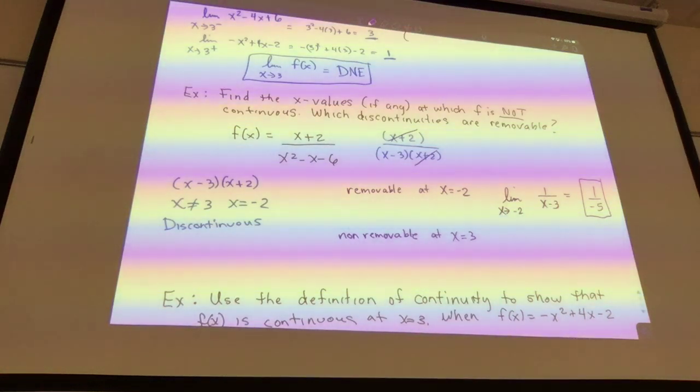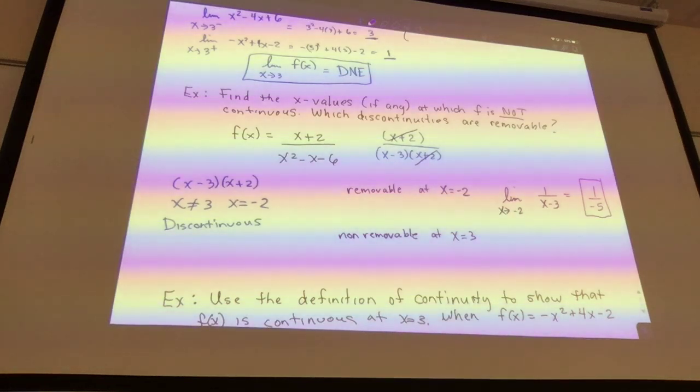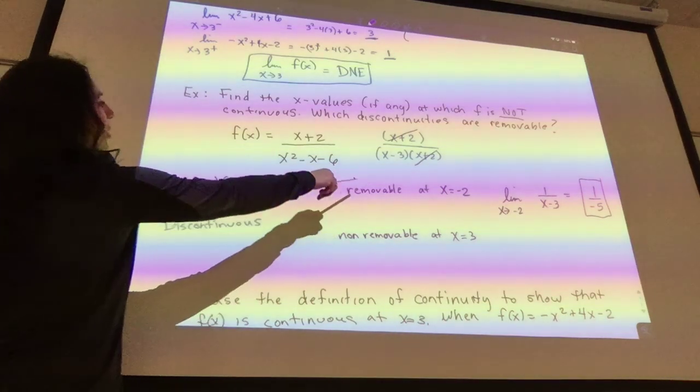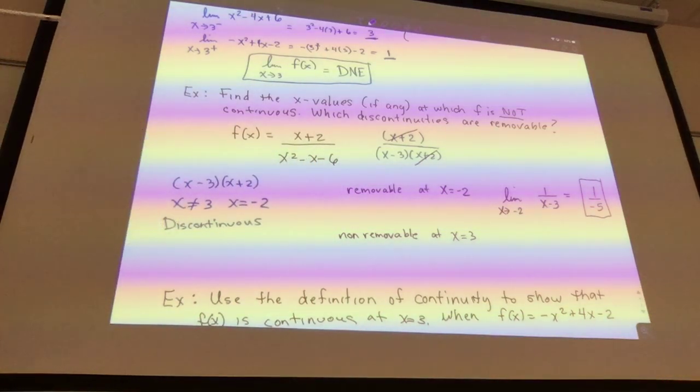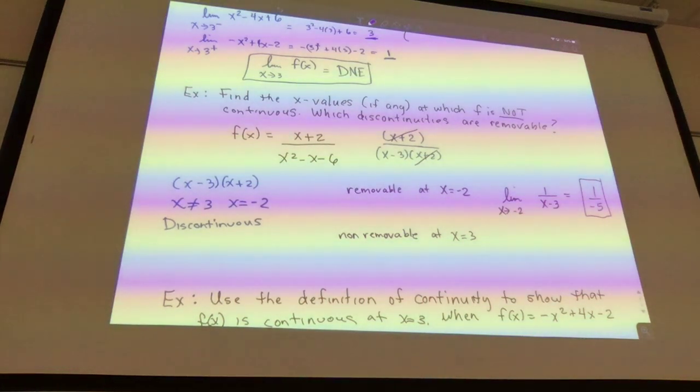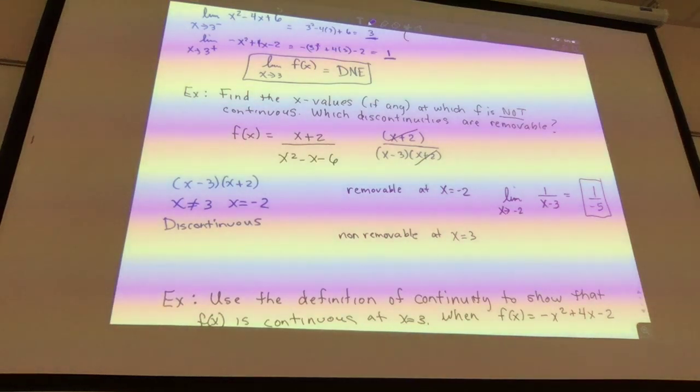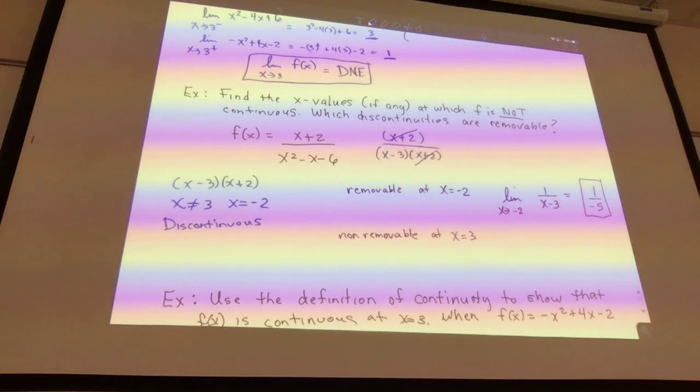So when you're given a function, if you can factor it and something cancels, that's a removable discontinuity. If not, it's called non-removable. You can evaluate the limit of the function at that removable discontinuity and still evaluate your function. If you were to plug in negative 2 in the beginning, it would have given you 0 over 0, which would have been indeterminate form. Okay? So, just some terminology there.